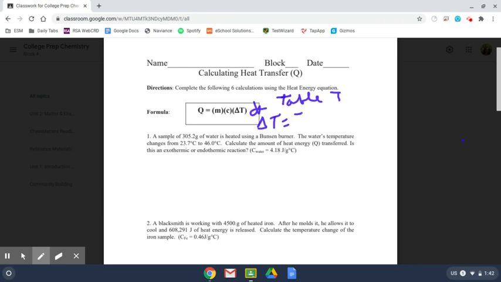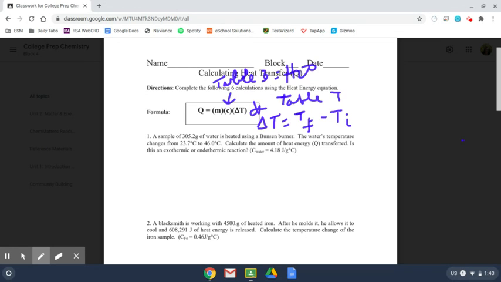Delta T is equal to the change in temperature. So final temperature minus initial temperature. Okay, that's also important to know. Specific heats are a constant. If it's water, you're going to find it on reference table B. Table B for water. And if it's not water, it'll be provided in the question. So make sure you have your calculator.